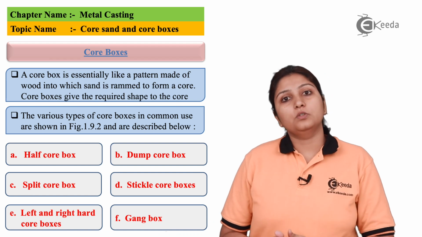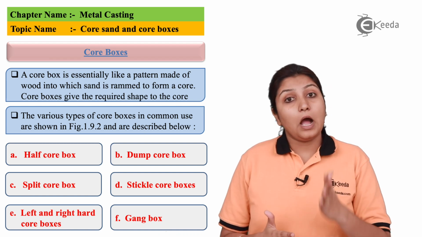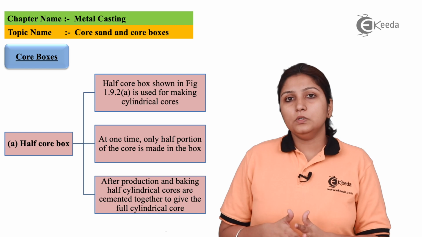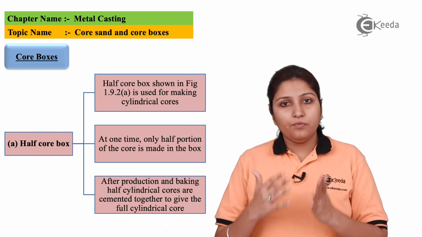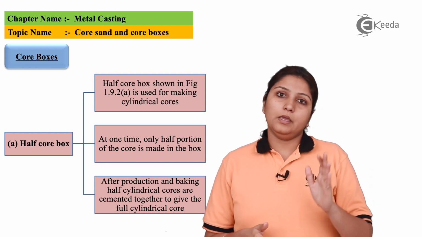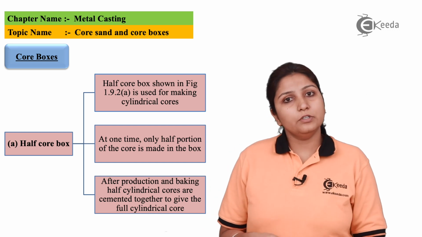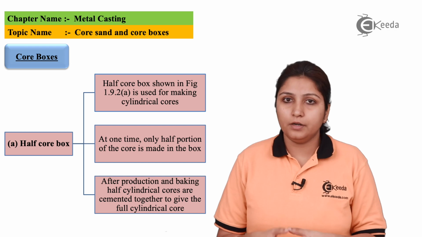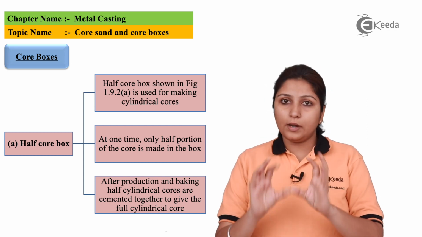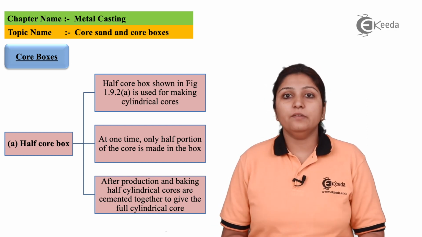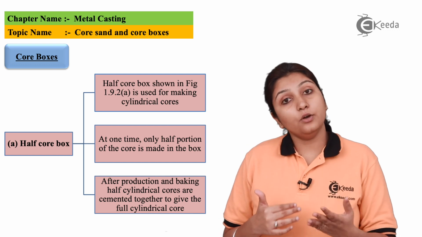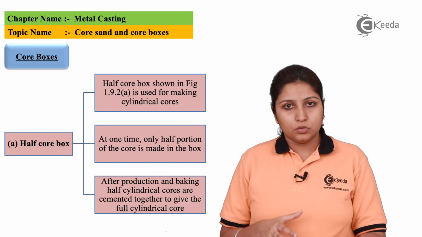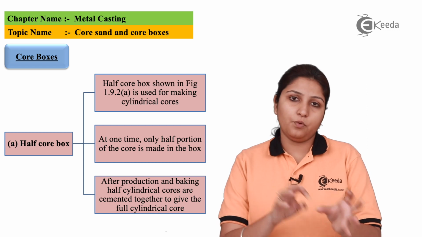So the first core box which I would talk about is the half core box. Half of your exact core can be made in this box. First half is made in one box, another half is made in another box, and both can be cemented together to form one full core. As I have said, a core box is nothing but a pattern for making cores.